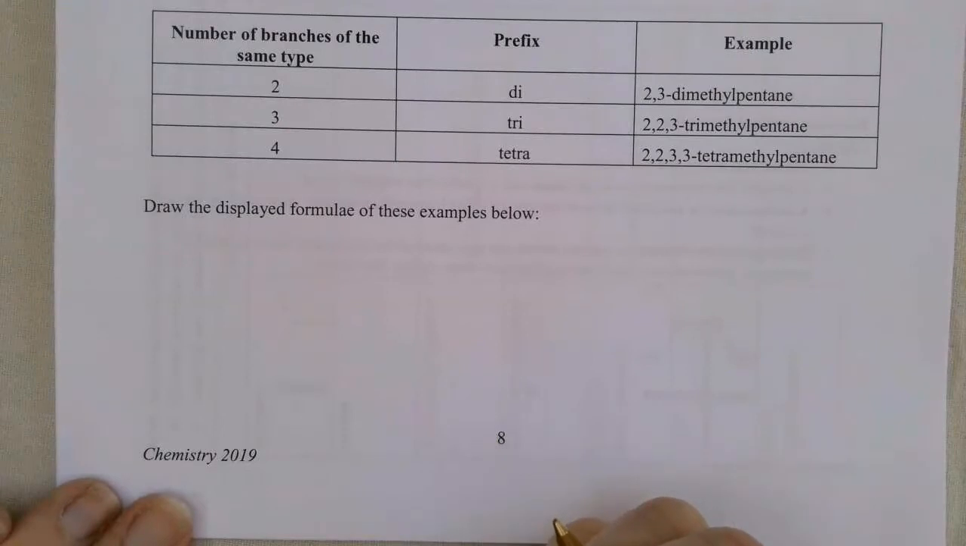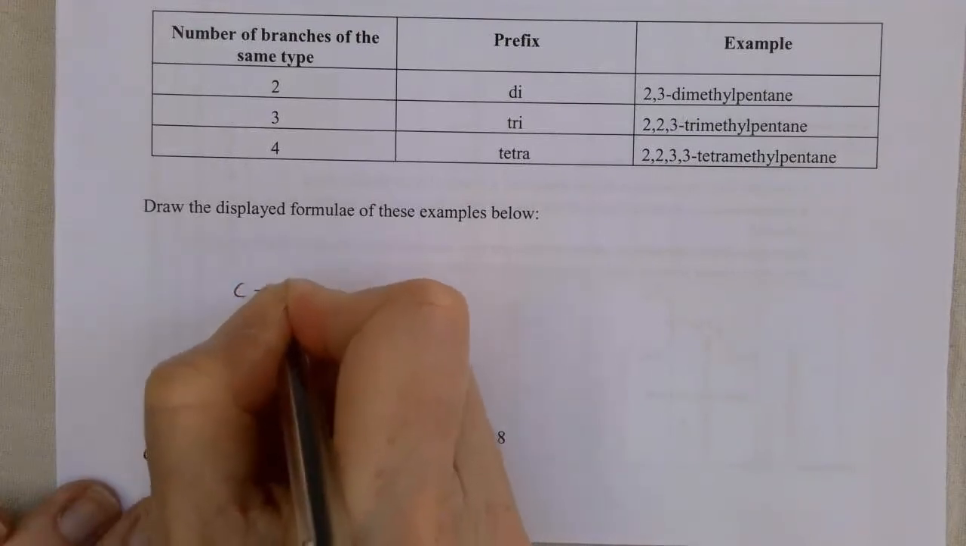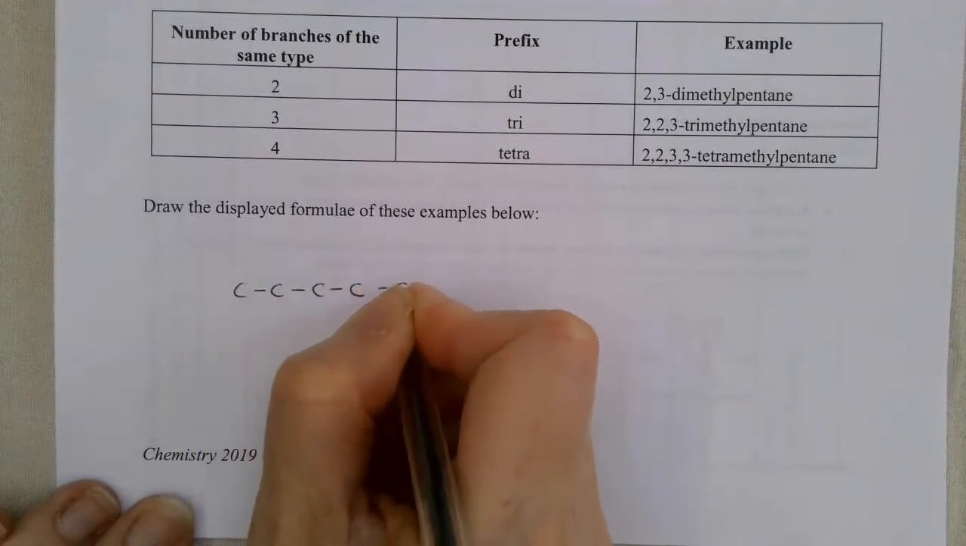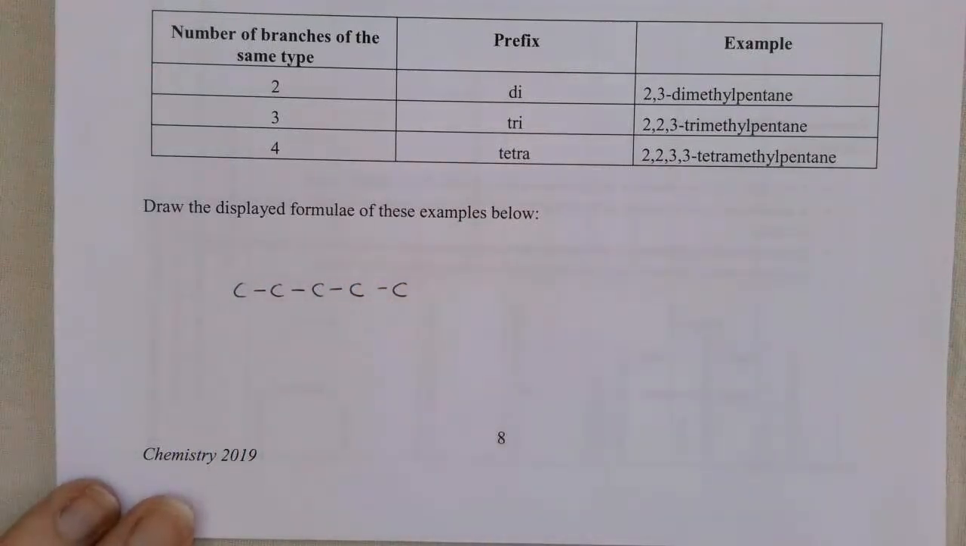So if we look at drawing that first example, 2,3-dimethyl pentane. We're going to start with the pentane, so that's 5 carbons in a straight chain. I'm not going to put the hydrogens on for the moment, I'm just going to look at the carbon chain. So I've got 5 carbons. It's pentane, so there's no carbon-carbon double bonds, no other functional groups.